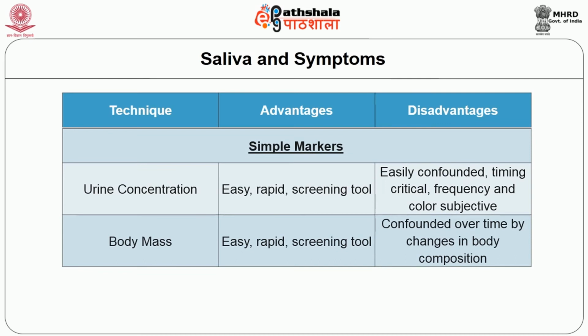The next are the simple markers. The first one in simple markers is the urine concentration. It is an easy, rapid screening tool, and the disadvantage is it is easily confounded and timing is critical, and frequency and color are subjective. The advantage of using body mass is it is a very easy, rapid screening tool, and again the disadvantage is it is confounded over time by changes in body composition.